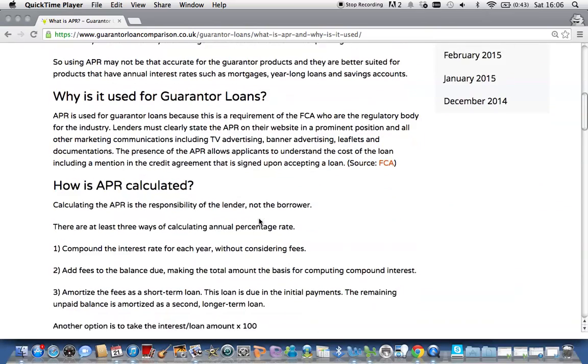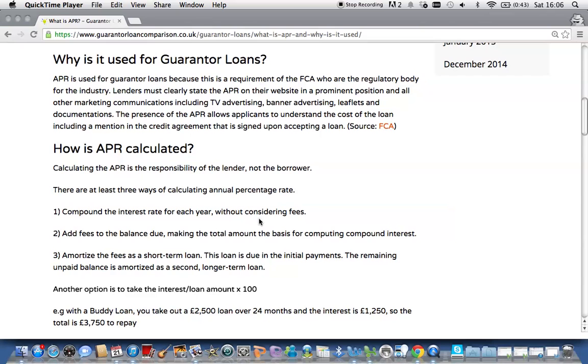The reason APR is used for guarantor loans is because it is a regulatory requirement, and it makes sense. Every lender and every comparison site needs to clearly state the APR, because then customers can very simply make a comparison, and therefore the APR needs to be mentioned not only on their website but also in any TV adverts, any banners, leaflets and documents, especially when the customer is filling out their final loan agreements online. It's important that the APR is there.